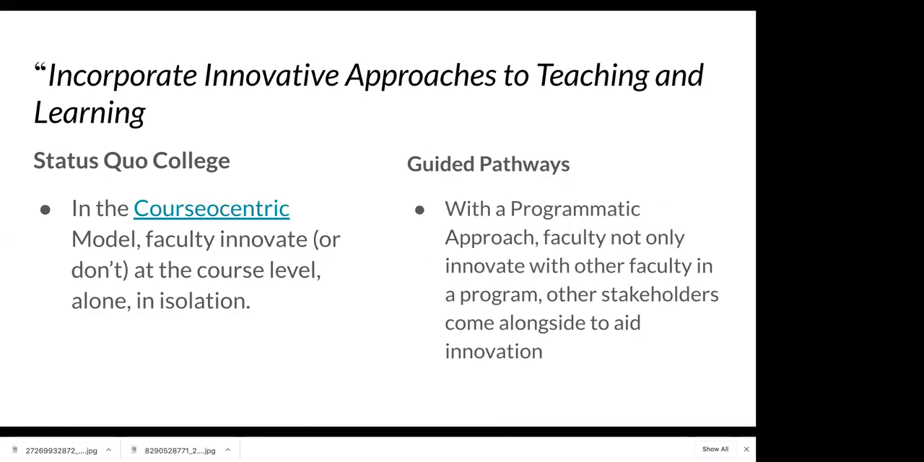So when it comes to incorporating innovative approaches to teaching and learning, in the course-centric model, faculty innovate or don't at the course level, and they do it often in isolation. Like, there might be a movement around learning communities, but it's very difficult to sustain in our current model because of the course-centric focus. But with a programmatic approach, faculty innovate with other faculty in a program, and the default program map, the default course map for that program, is a structure around which people innovate.